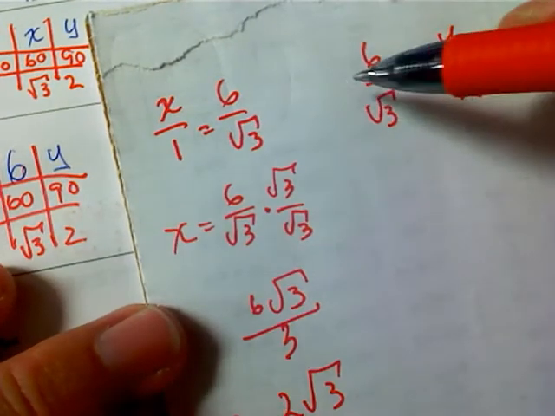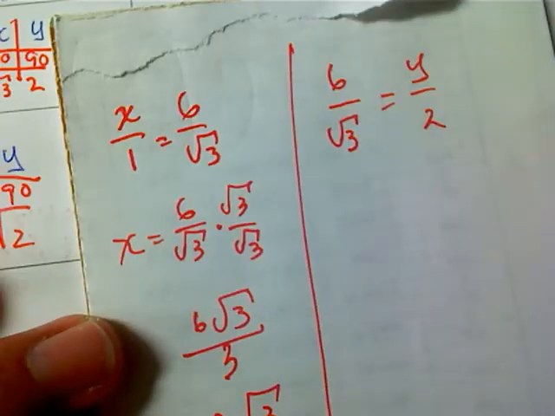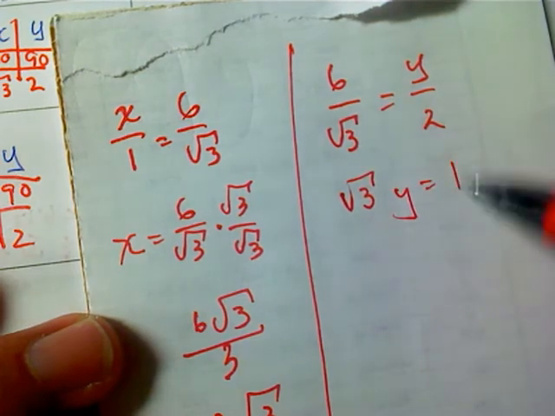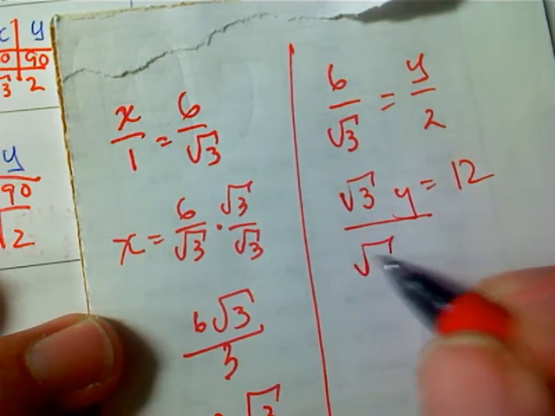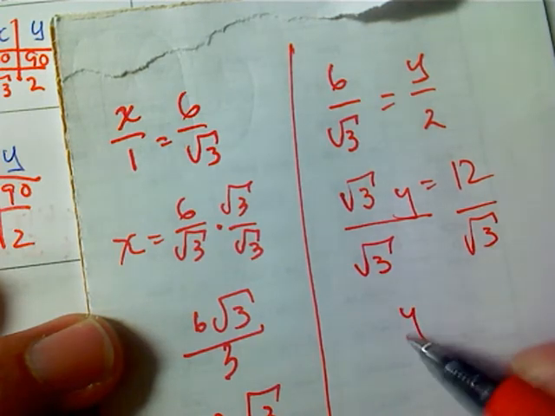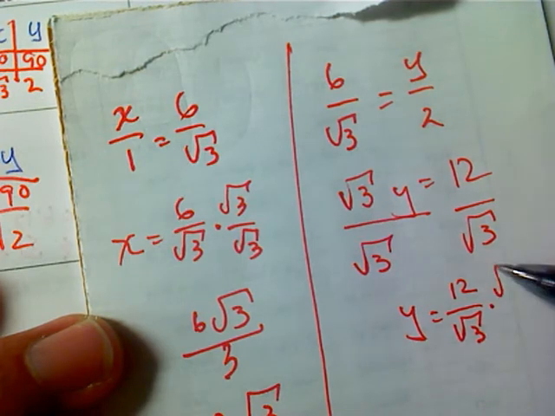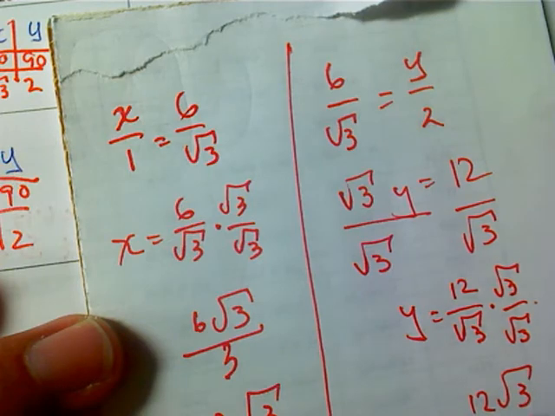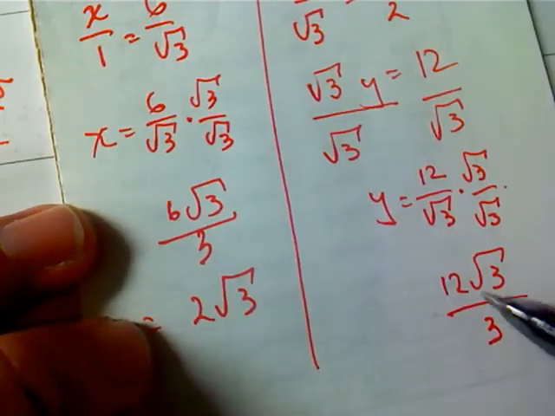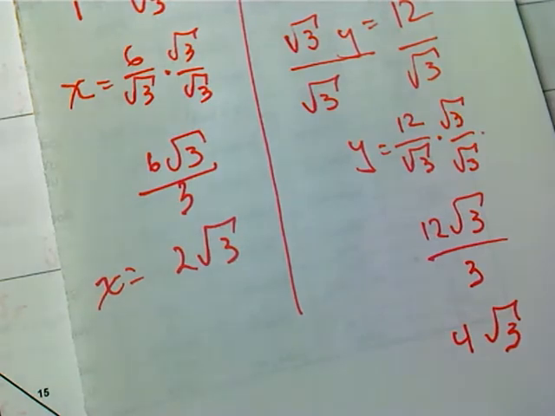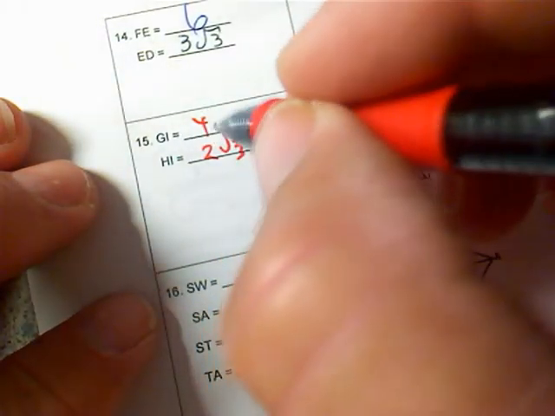Now on this side over here, I cross multiply here. I get the square root of 3y is 12. I'm going to divide by the square root of 3. Y equals 12 over the square root of 3. Let's rationalize it by multiplying by the square root of 3 over square root of 3, which is 12 square root of 3 divided by 3, which reduces to 4 square root 3. So that side is 4 square root 3.